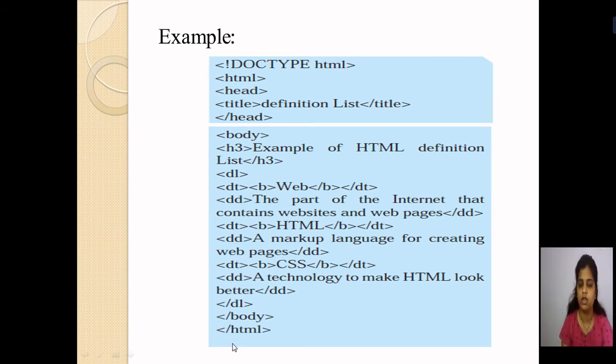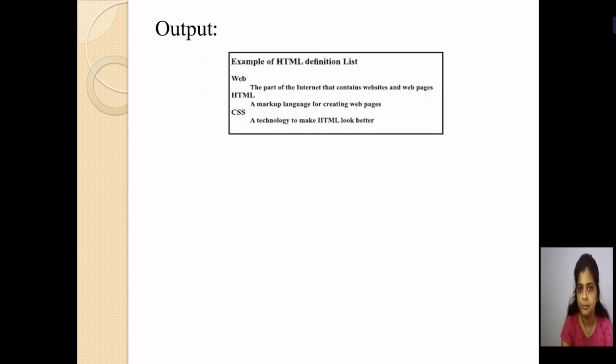The output of this program is, see, I had mentioned the heading, Example of HTML definition list, in the H3 tag. The first DT was for web. You can see web is in bold. The definition of it appears below: the part of the internet which contains the websites and web pages. Then the same for HTML, and the same for CSS. So this is the output of my definition list tag. Okay, have you all got it?